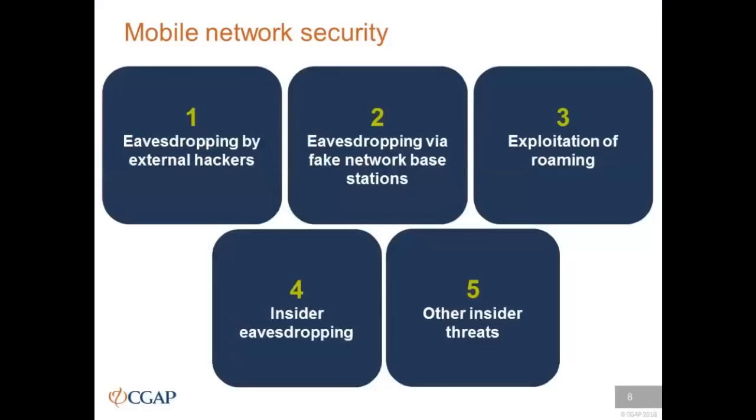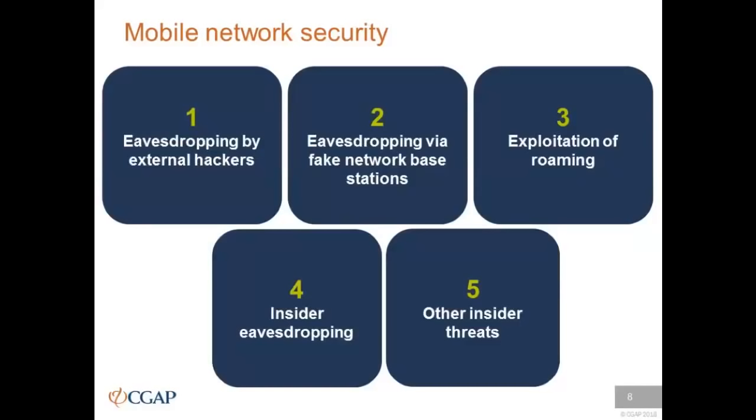So on the mobile network side, as the data passes through these systems, it's already vulnerable to several types of attacks before it even reaches the DFS operator's accounts. So the first is eavesdropping by external hackers. Hackers can intercept the communication between a mobile phone and a cell tower.